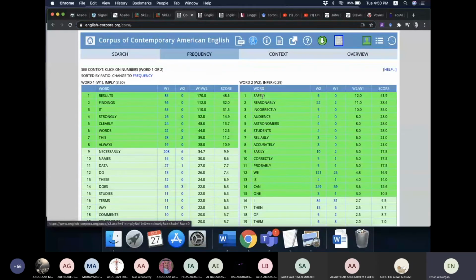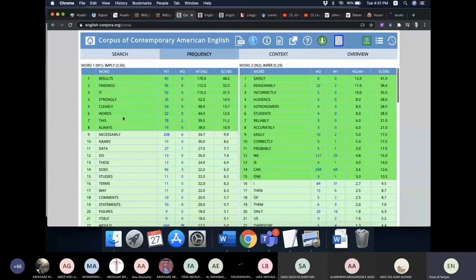You can see that these are adverbs, adverbs that are usually used with people. Safely infer, reasonably infer. Can a thing reasonably infer? Of course not, right? But here imply is used with things that you use to communicate your results, your findings, right? And then you have all these adverbs. You can see reasonably and safely here, but more common you'd get strongly and clearly with imply.